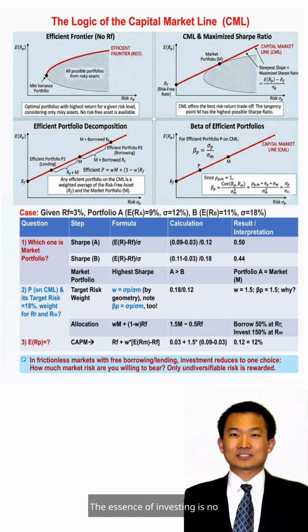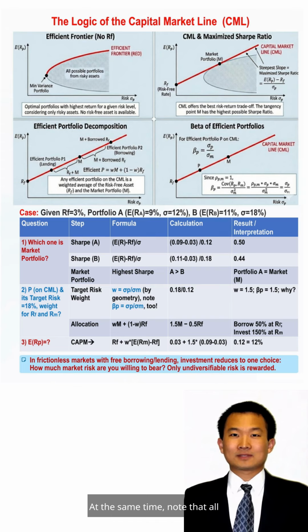The essence of investing is no longer about picking stocks, but about deciding how much market risk to take on. It's worth noting that the efficiency with which the market rewards each unit of risk, known as the Sharpe ratio, is equal to return divided by sigma, not just the absolute level of return. The portfolio with the highest Sharpe ratio is the market portfolio on the CML.